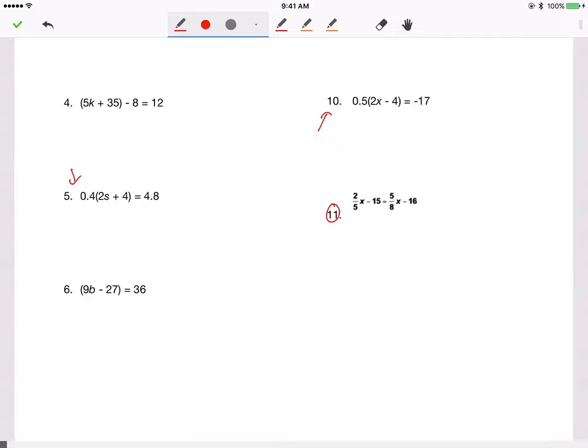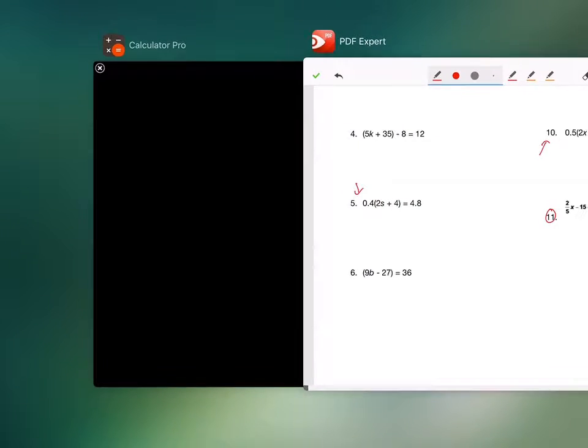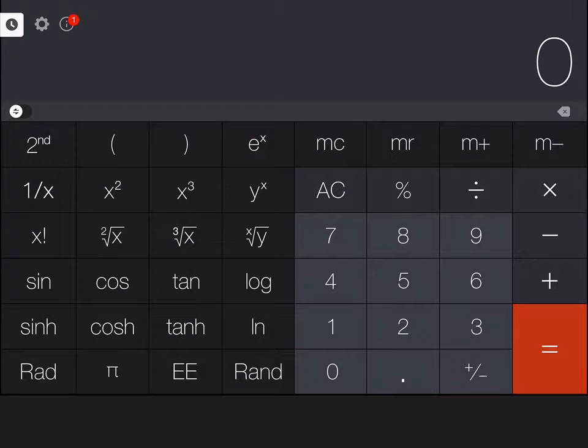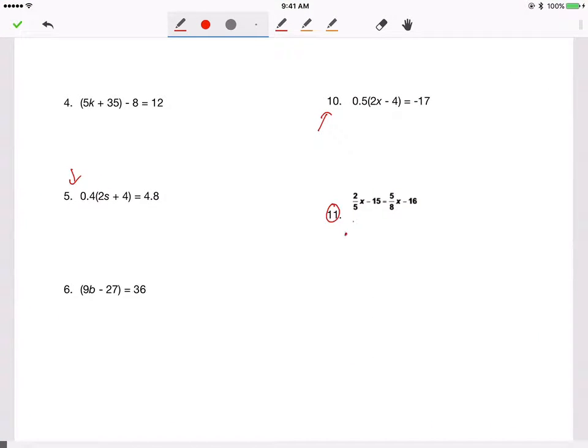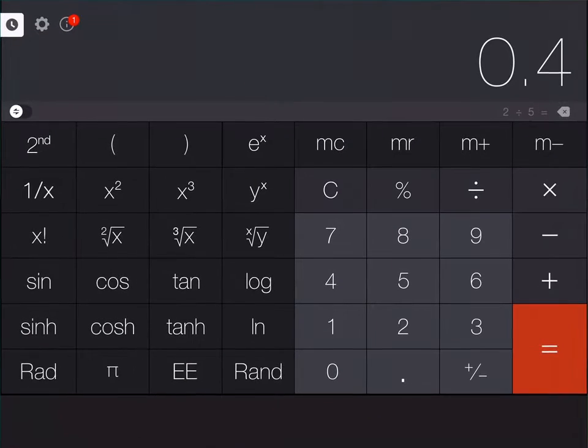So if I want to convert a fraction to a decimal, just go to my calculator. You can use any calculator. And you just divide the top number by the bottom. So my first fraction was 2/5, so I do 2 divided by 5, and that gives me 0.4. So I just convert that to 0.4x minus 15 is equal to, okay, well now I need to find what 5/8 is.